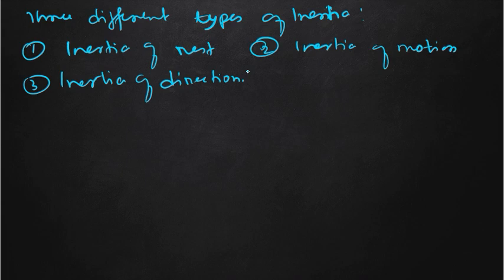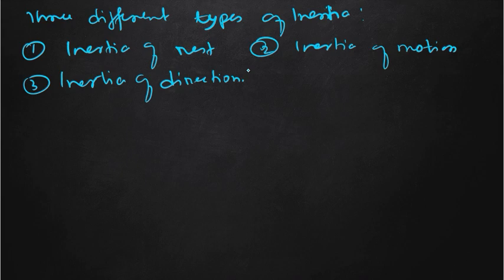And the last one, the inertia of direction. It is the tendency of a body by which it is unable to change its direction of motion. That means a moving body tries to continue in a straight line. Okay, it cannot change its direction. How can it change the direction? Only when some external force is applied on it.